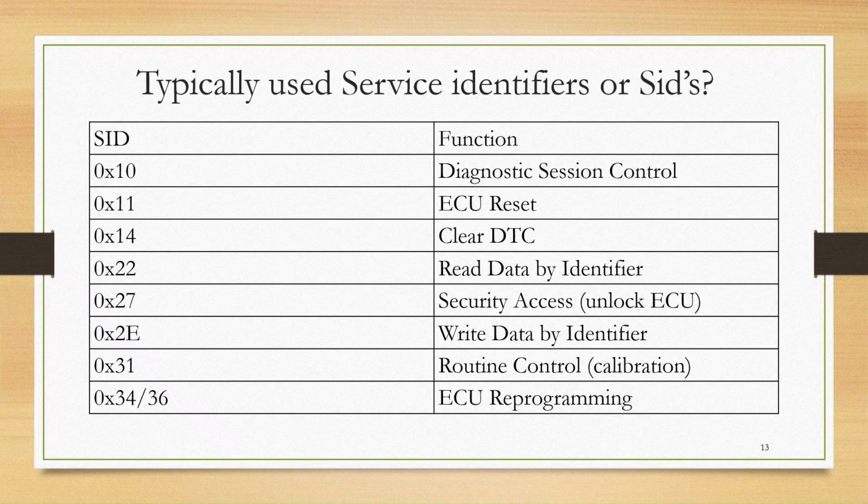Please check out this list of heavy hitters you need to know. 0x10, which represents diagnostic session control, which is the wake up call. 0x11, it stands for ECU reset. Now, the main ones are 0x22 and 0x2E, which are used for reading and writing data. I want you all to note them down so that it will be helpful when we go ahead. 0x27, which is security access because you can't just walk into an ECU without an unlock. 0x34 or 0x36 for the serious stuff, which is ECU reprogramming.